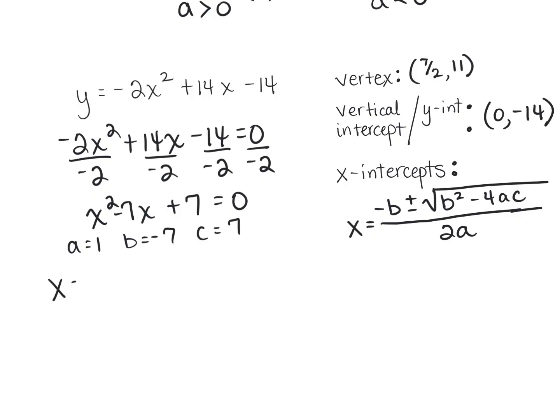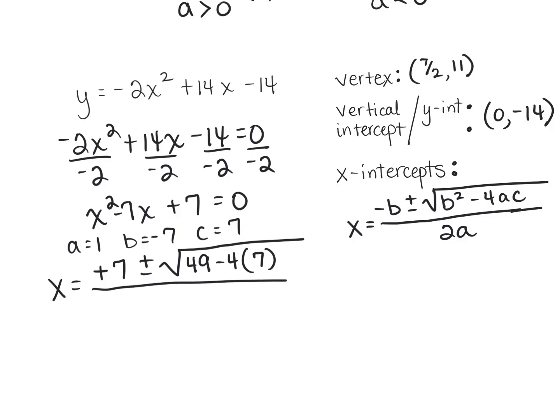So I have x is equal to a negative b, so that becomes +7, plus or minus the square root. Now b squared is -7 squared, which is 49, minus 4, and then I'm going to go ahead and multiply a times c. That's going to give me the number 7. And then under here we have 2 times a, which will give us a 2. So I have 7 plus or minus the square root of 49 minus 28, and we're going to divide that by 2.